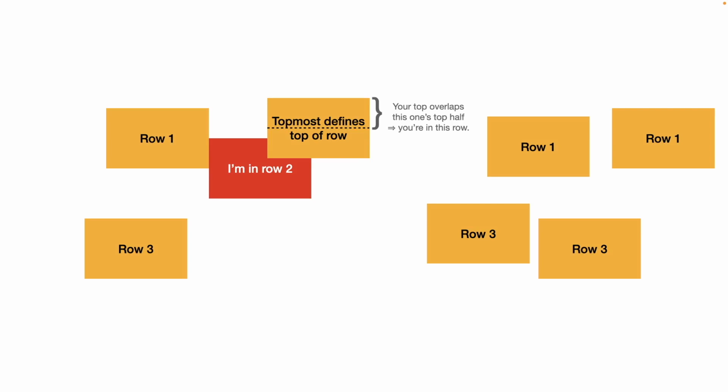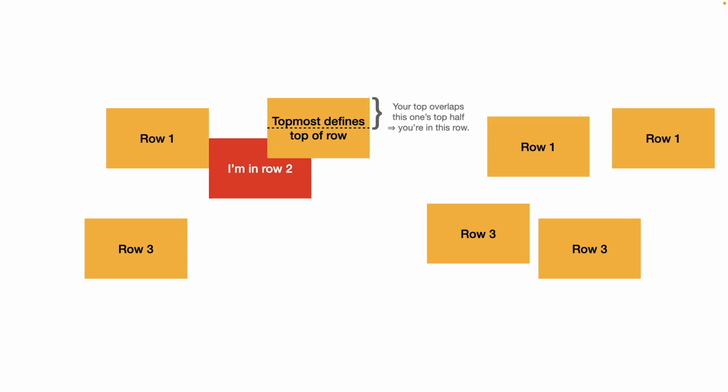Anyway, the topmost card defines the top row. So the only one that fits in row 1, its top has to be between the top of the topmost card and the middle of the topmost card. And so the card on the top left is in row 1. The red card is in row 2 because it's below the halfway point. And I don't know what's going on the right-hand side there. Oh, I guess they're all part of the same picture.